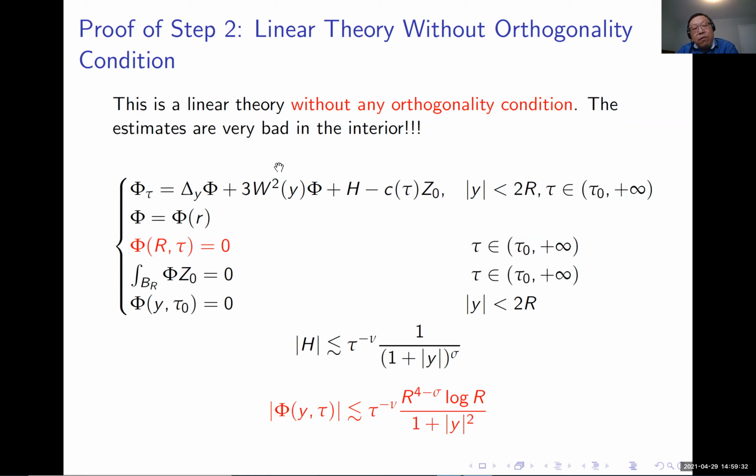So how do we solve this problem without orthogonality condition? For this problem, we're gonna impose the Dirichlet boundary condition, okay? So we solve this problem with the Dirichlet boundary condition. So first of all, this big H is not good. It's very slow decay, right? This big H just decays like y to the sigma. First, we want to concentrate the error.